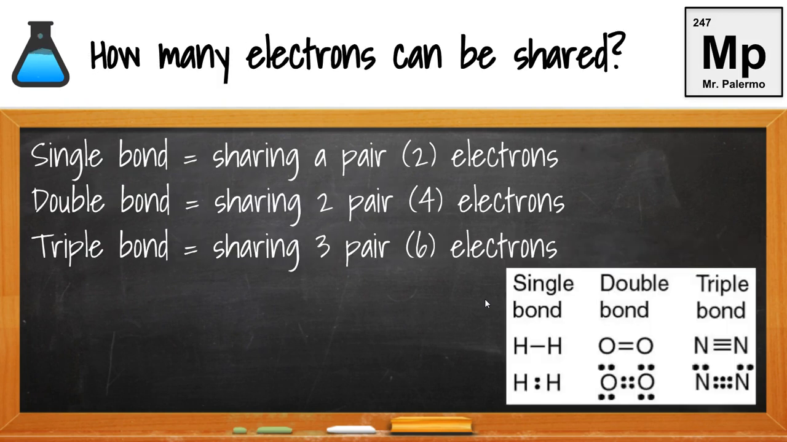So we just learned about single bonds where we're sharing a pair or 2 total electrons, as in the case here for our molecule of hydrogen. But in some cases, like for oxygen, when we have diatomic oxygen, we can share 2 pairs or a total of 4 electrons. That's called a double bond. Or we could have a triple bond, as in the case for nitrogen, where we're sharing not 1, not 2, but 3 pairs of electrons, or a total of 6 electrons.